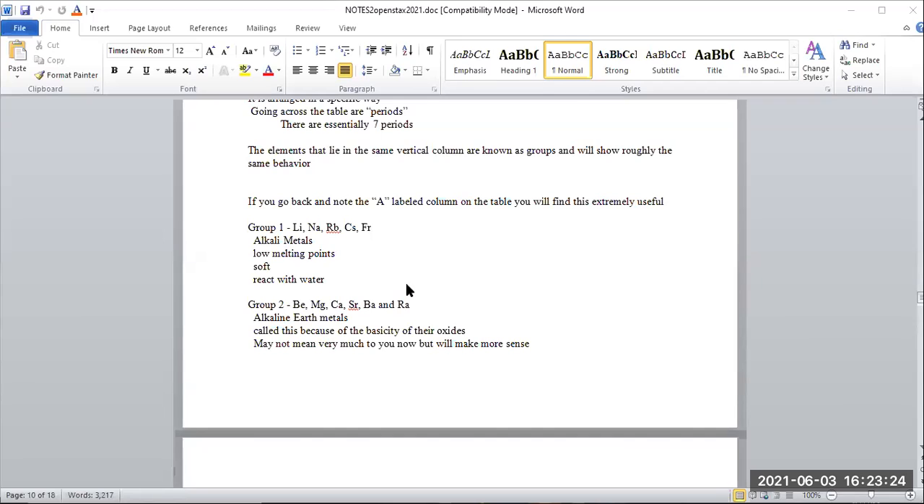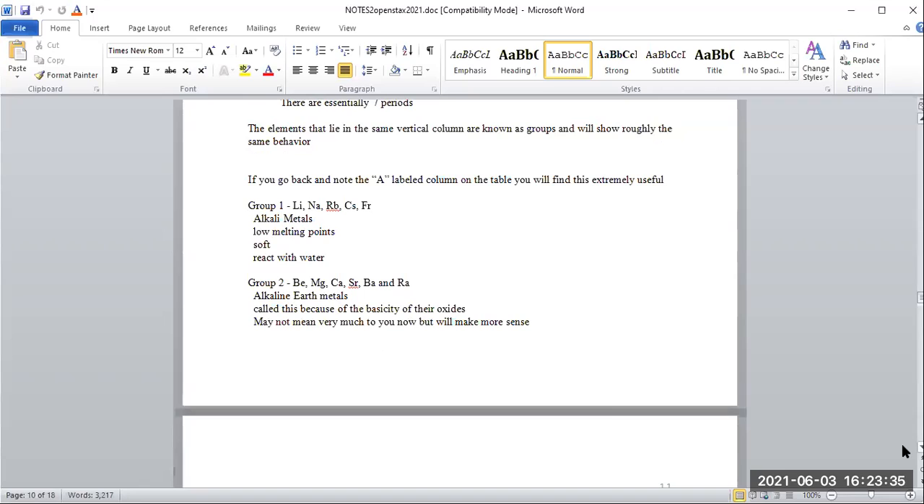This column has a name. They are known as the alkali metals. They have certain things in common. They all have relatively low melting points. Some of the ones lower down on the periodic table, like rubidium, cesium, and francium, if you put them in your hand, not that you would really want to do this, but if you did, they would melt almost like an ice cube melts in your hand. They do not stay a solid at slightly warmer than room temperature.